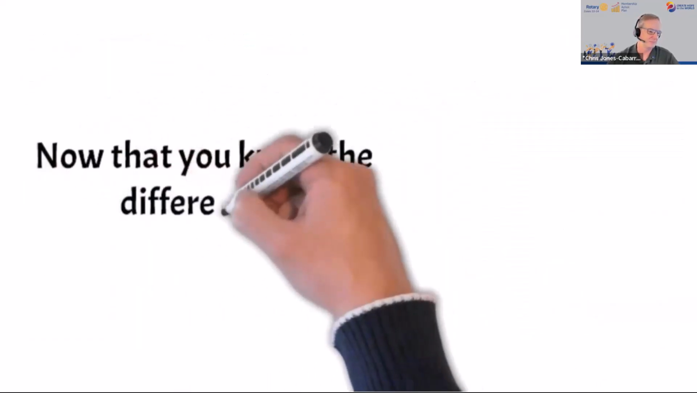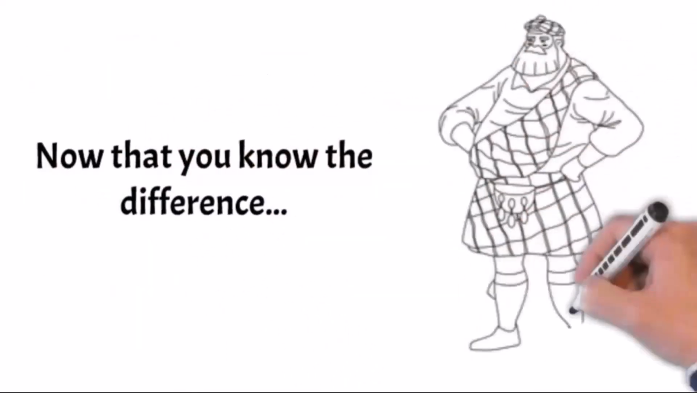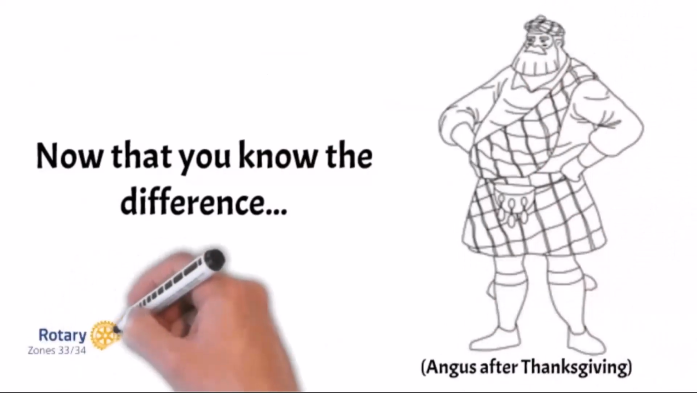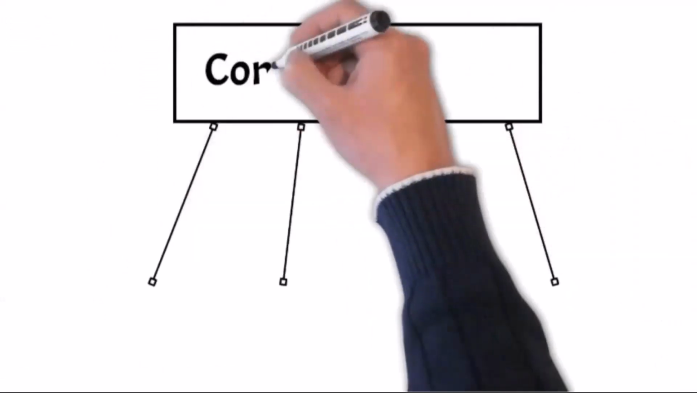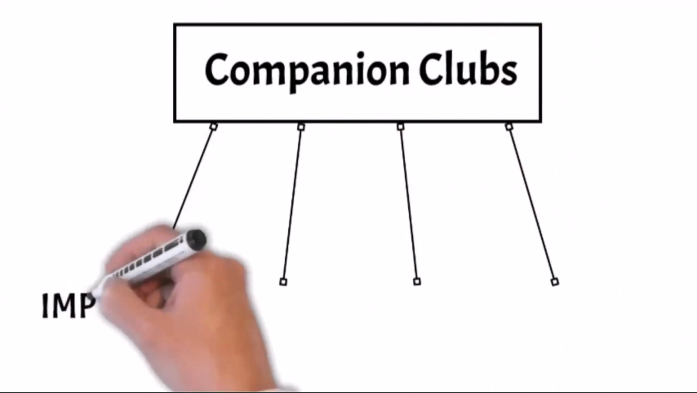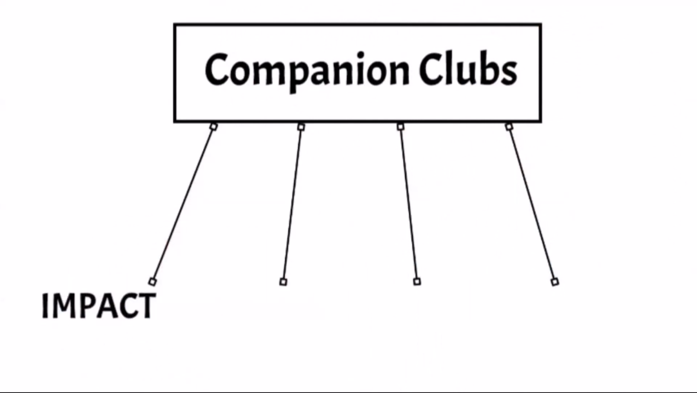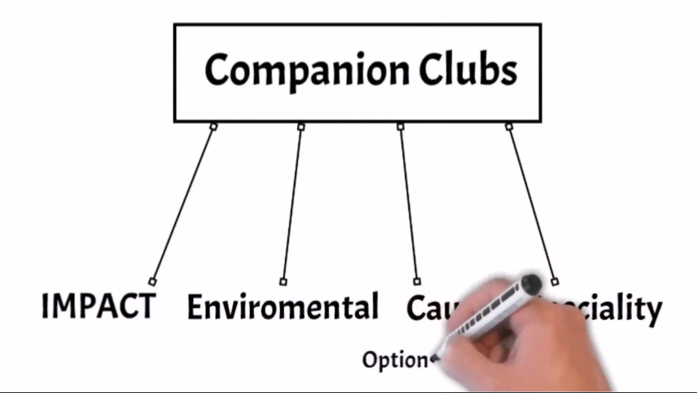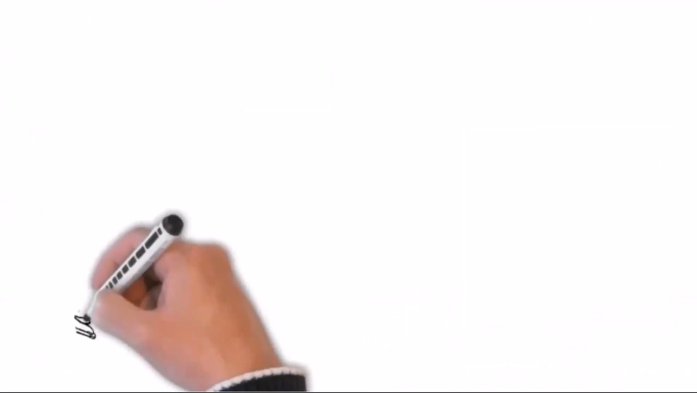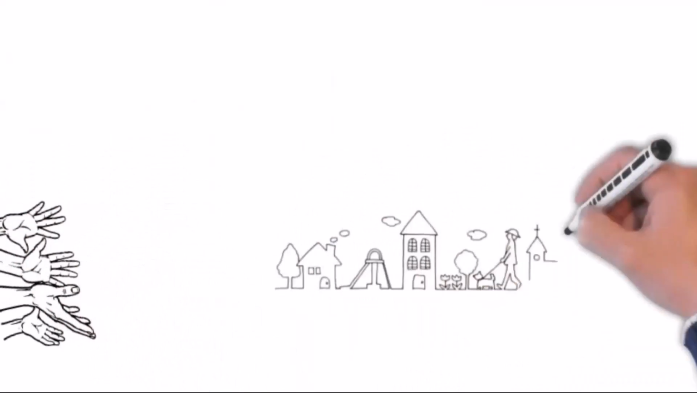Now that you know the difference between satellite clubs and companion clubs, we're going to dive deeper into companion clubs. Now remember that companion clubs are a model type in Rotary. Companion clubs can be an impact club that's service focused. It could be environmental based or cause based or even a specialty club. Companion club options are unlimited. These clubs are used to build up existing clubs and reach the arms of Rotary out into the community.